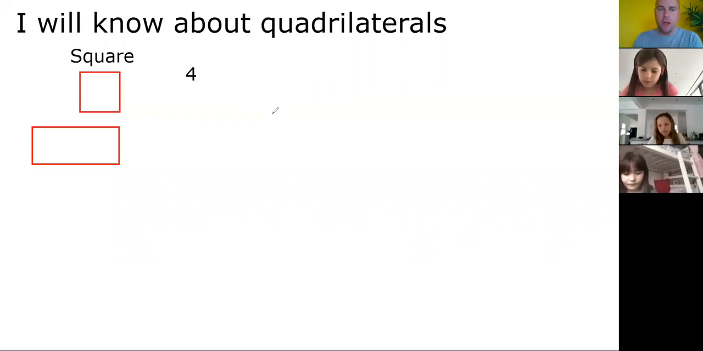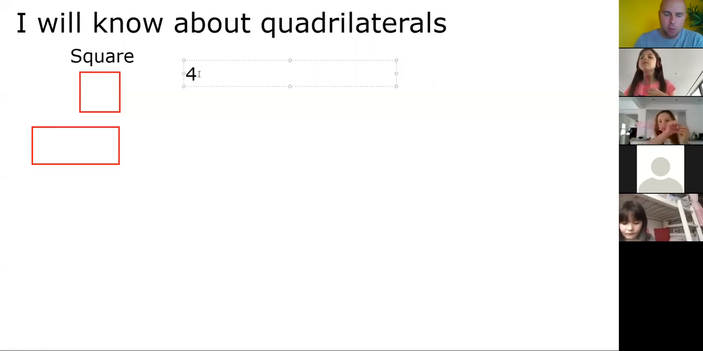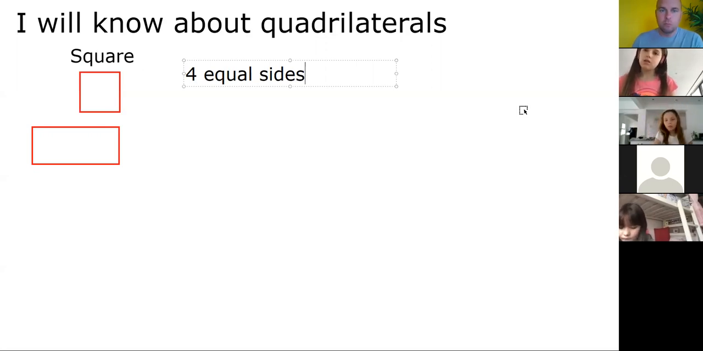So we're looking at a square, and we're saying it's got 4 equal sides. Do we have to write this down? Yes, if you can. I will know all about quadrilaterals. Why not, buddy? That'd be great. Square, 4 equal sides, 4 equal angles.